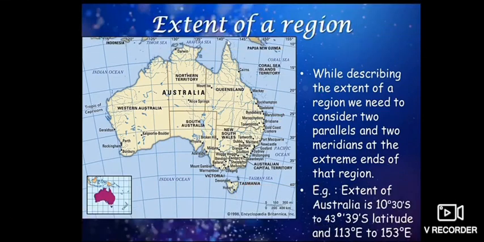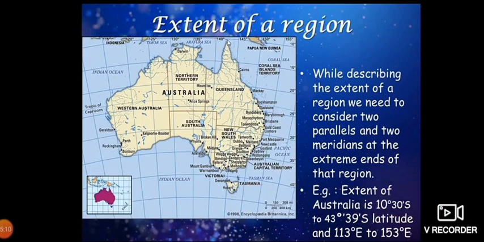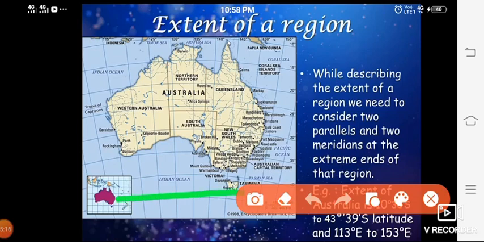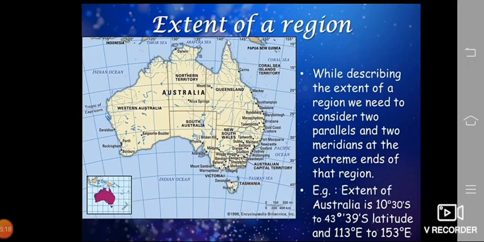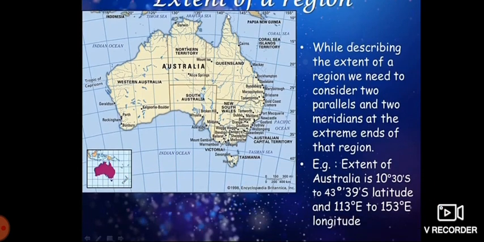See, here is it south? Because the measurements are increasing, this is the southern hemisphere. So it will be 10 degree 30 minutes south. And the second one, just check here. It is going here, more than 40 degree. Yes or no? So it will be 43 degree 39 minutes south latitude. Did you understand? Now we will see the longitudinal extent.